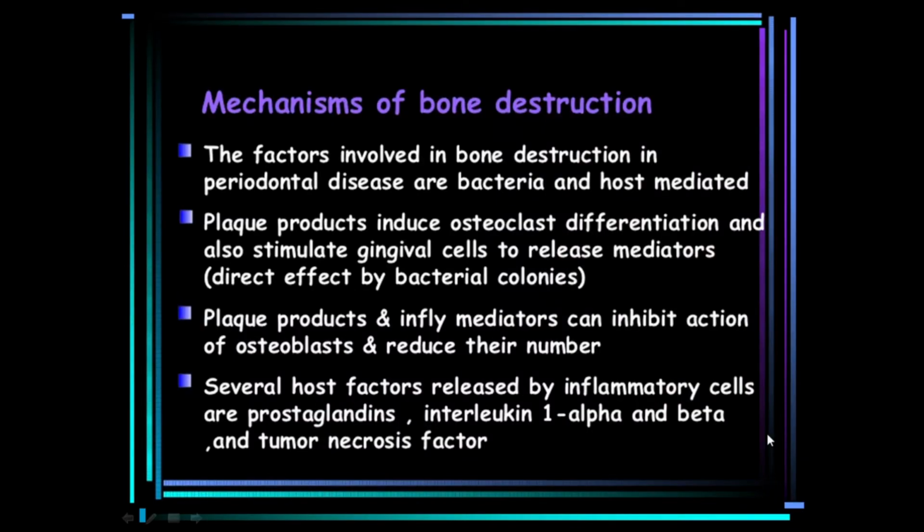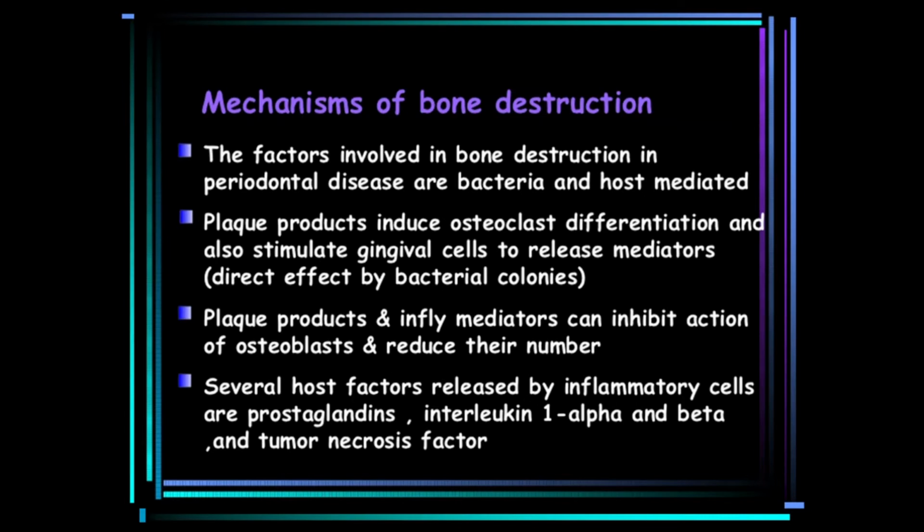Mechanism of bone destruction. The factors involved in bone destruction in periodontal disease are bacterial and host mediated. So both the bacteria and the host factors are responsible for the destruction of bone. Plaque products induce osteoclast differentiation and also stimulate gingival cells to release various pro-inflammatory mediators. Plaque products and inflammatory mediators can inhibit the action of osteoblasts and reduce their number.